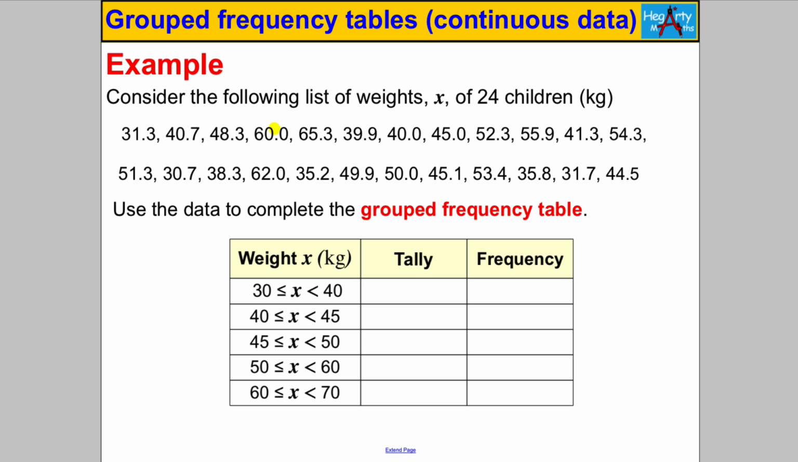Again, let's just do the controversial ones to start with. 60, 40, 45 and 50. So where would 60 go in this case? 60 would go here because x can be bigger than or equal to 60. In this case the 40 would go here, the 45 would go here, and the 50 would go here. And I'll continue filling in the rest now, and you check you get the same answer.